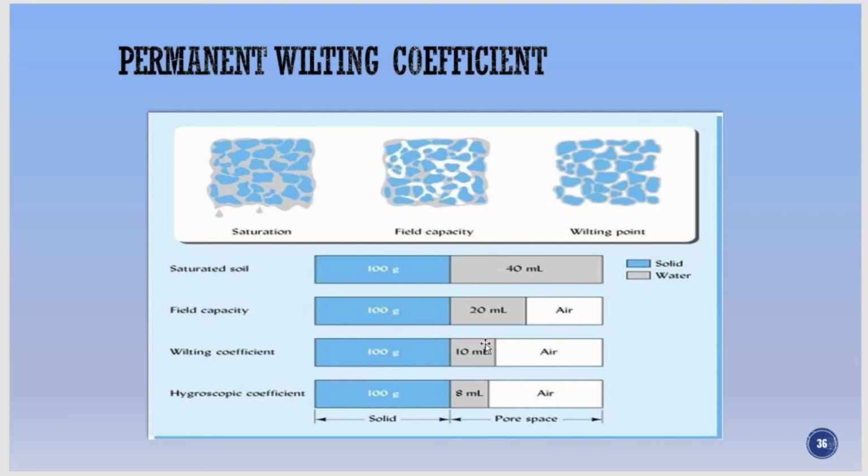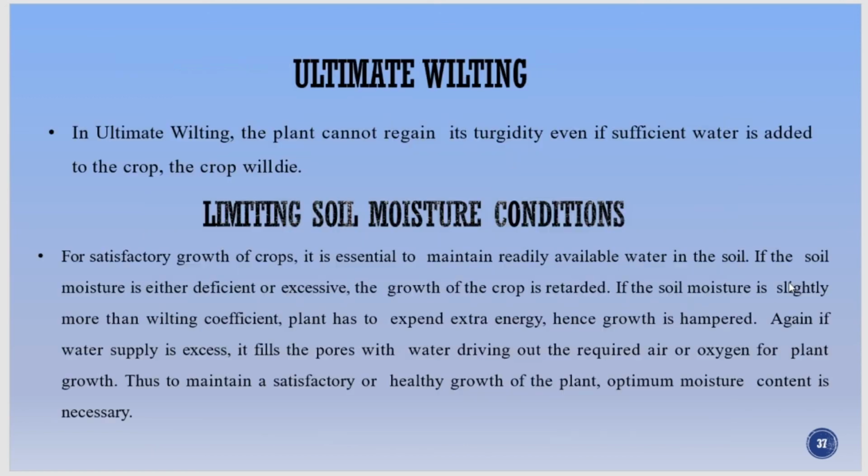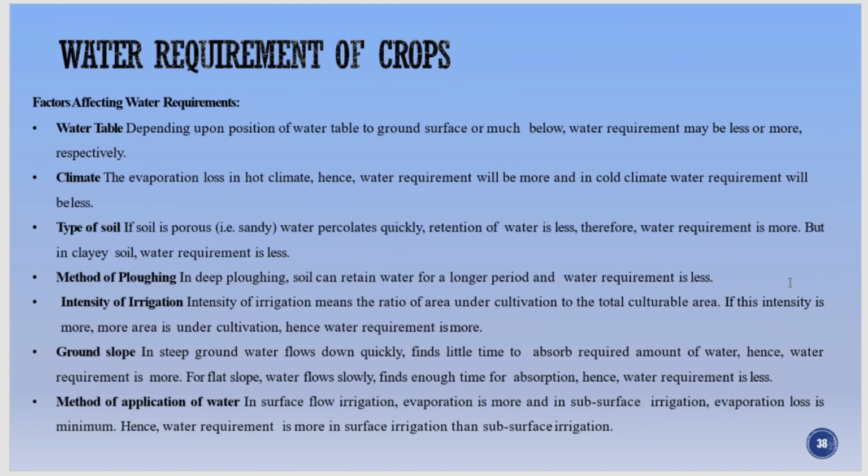Okay, now again the same definitions are there: ultimate wilting, limiting moisture conditions. Now let us quickly understand the water requirements of a crop. Before we understand the water requirements of a crop, we must understand the factors affecting water requirements. Okay, first is the water table. If the water table is high, because of the capillary action, the water will rise into the root zone and it will be used by the plants.